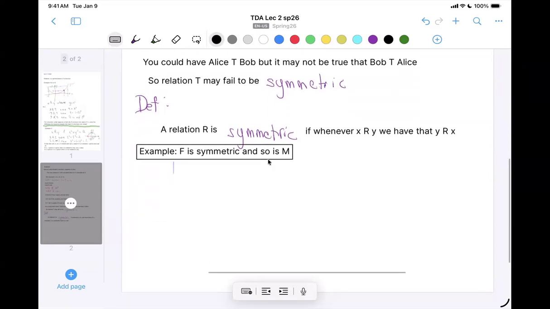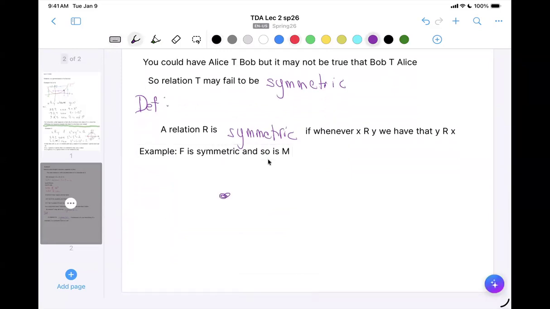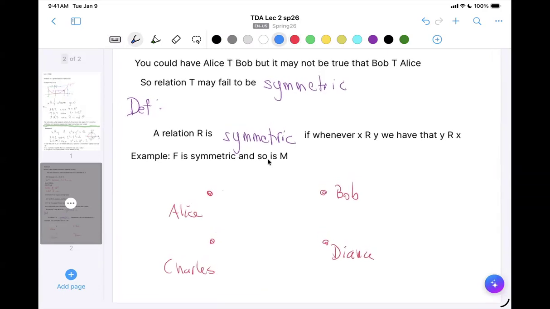So again, just to write it here. You have Alice, and then you have Bob, Charles, Diana, right? We said that Alice and Bob were friends, Bob and Charles were friends, Bob and Diana were friends, and then I think Alice and Diana were friends, right?